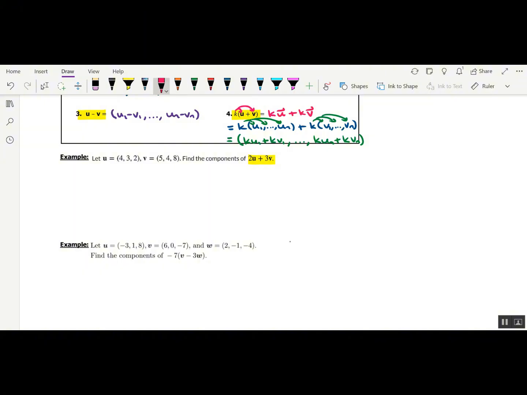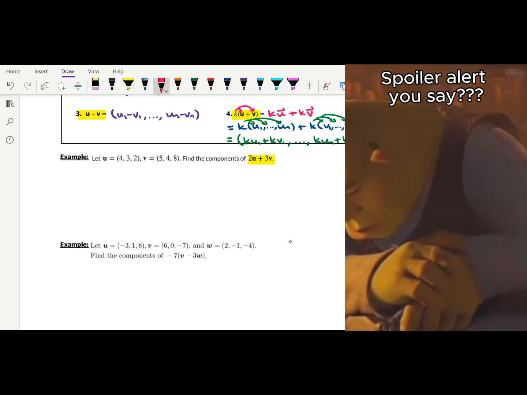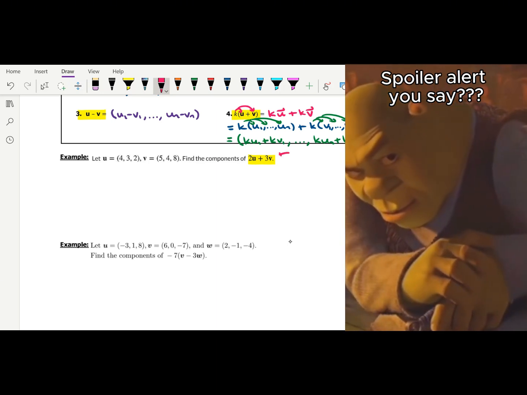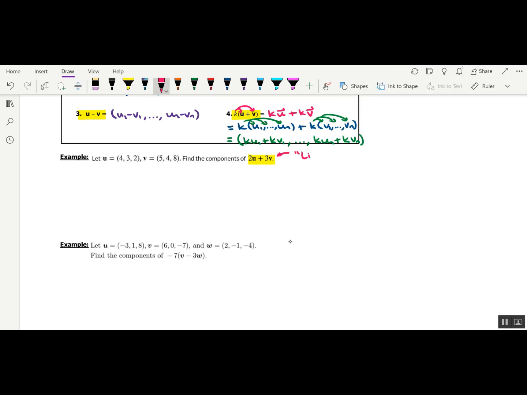Now, as a spoiler alert, an expression such as this is known as a linear combination.